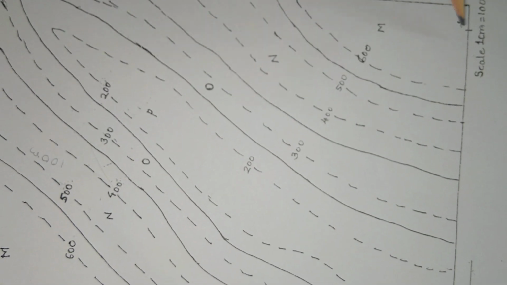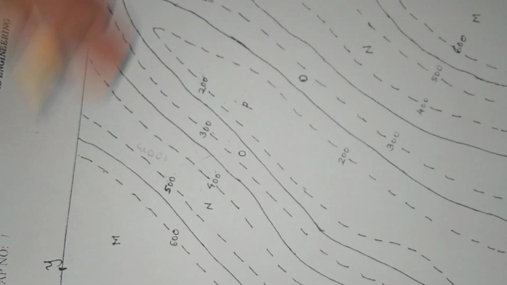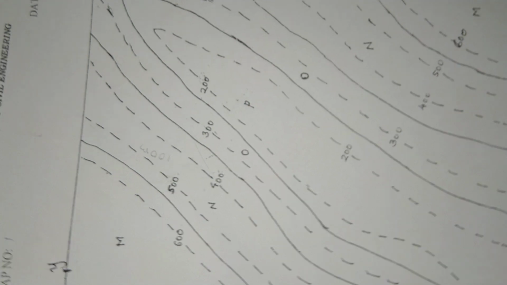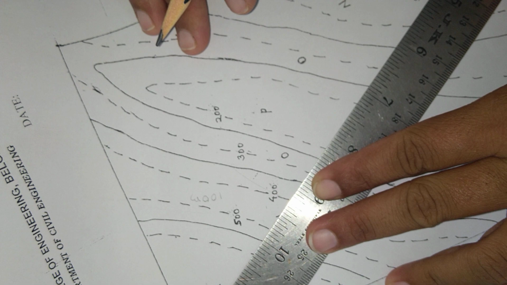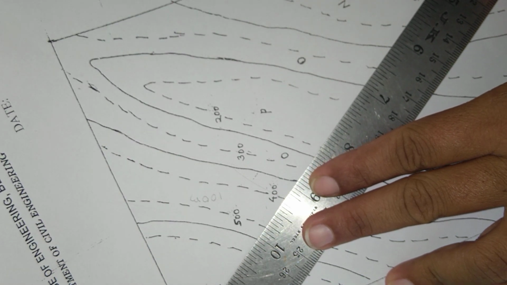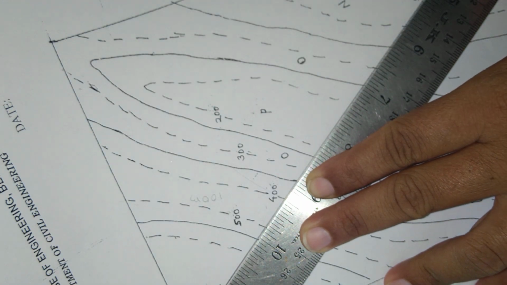In this map the XY line is given, that is, the X and Y points are given here. You can select the XY line wherever you want to draw the cross section. Now in this map the XY is already given, so we will join this with the help of a scale. Here I am joining the 2 points X and Y.